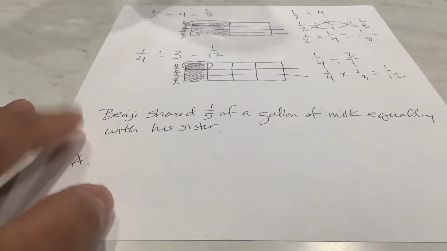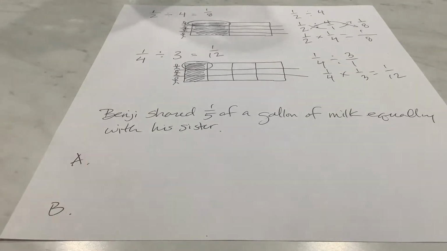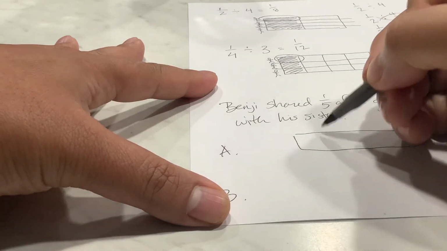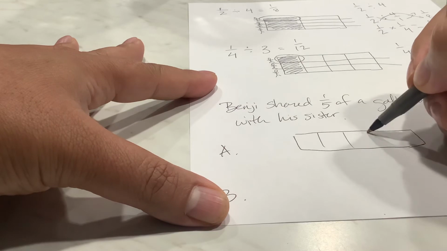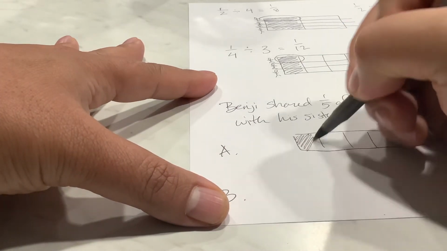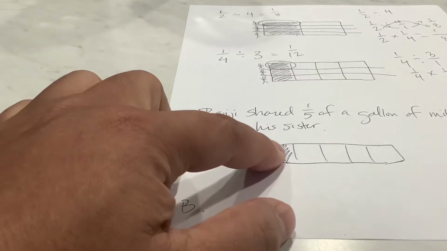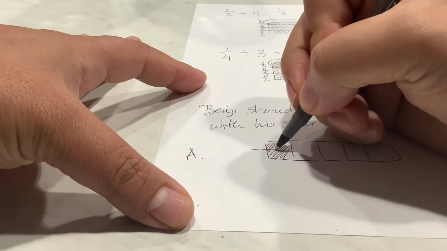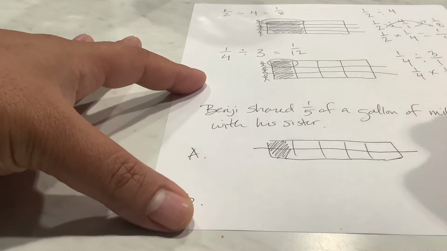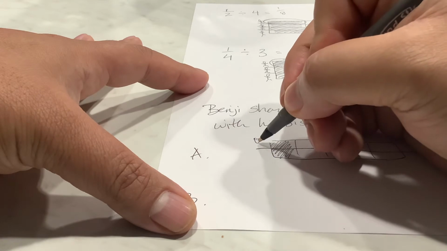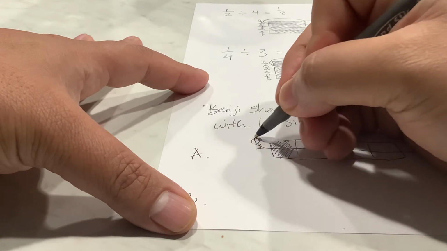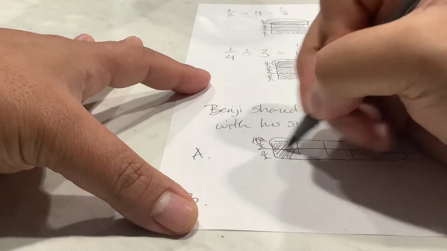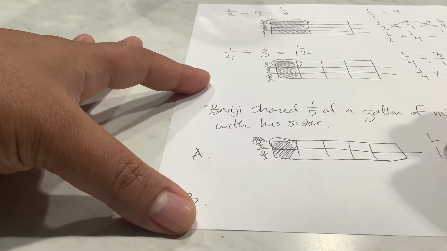Benji shared 1/5 of a gallon of milk equally with his sister. So the first one they want to model. Here's 1/5. So the concept is 1/5 split between his sister. That means it'd be 2 people, him and his sister. So he just had to split it in half. So his sister gets this, and he gets this. So each person gets 1/10.